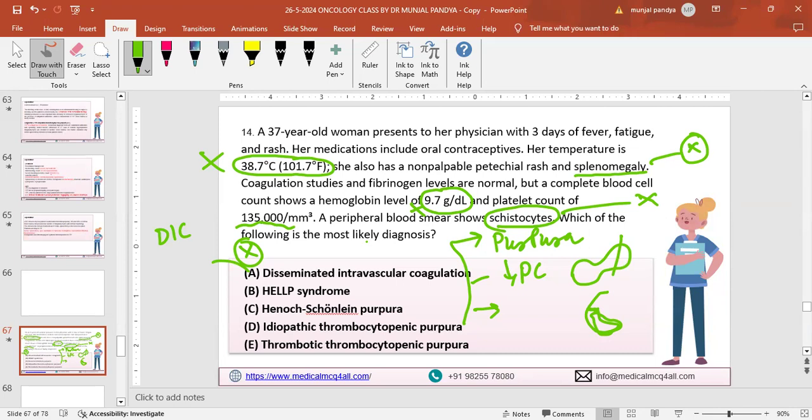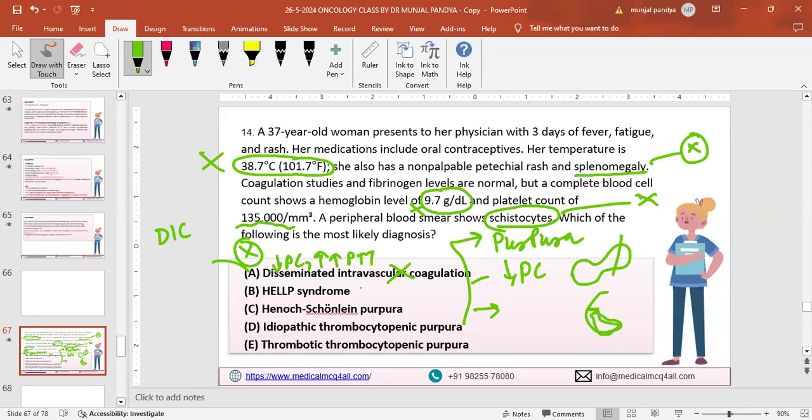So DIC, do you think it is a DIC? So we can exclude DIC. Okay, so DIC is not there, right? Because in DIC, what happens? Let me tell you. Platelet count is low, and because of factor consumption, PT and APTT would be high. So which is not there. So DIC is excluded. HELP syndrome.